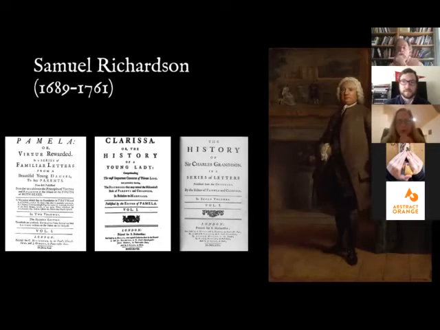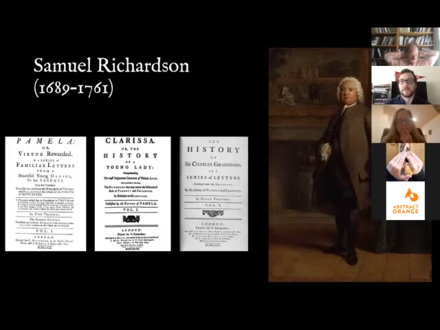Richardson's three novels, Pamela, or Virtue Rewarded, Clarissa, or The History of a Young Lady, and The History of Sir Charles Grandison, and their various bibliographic histories all prove useful for examining his embeddedness within the international book trade and burgeoning English nationalism.